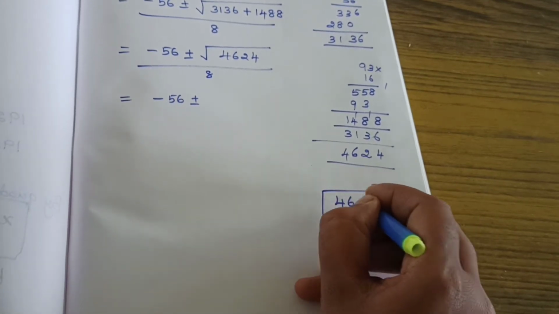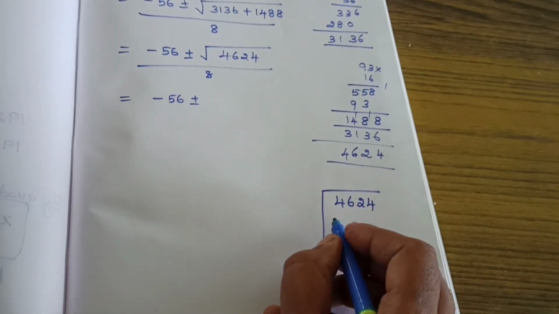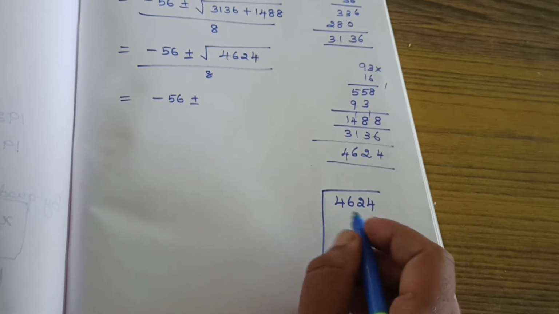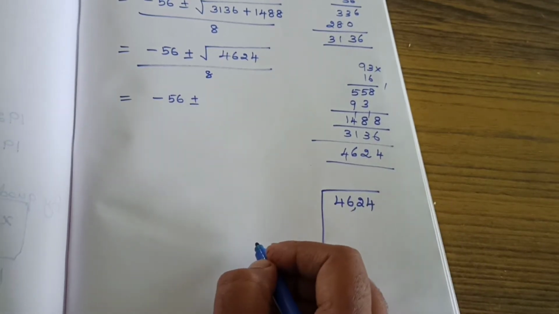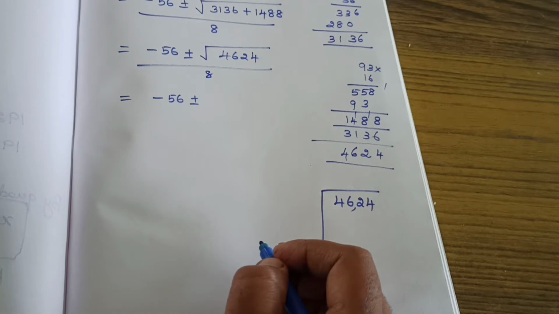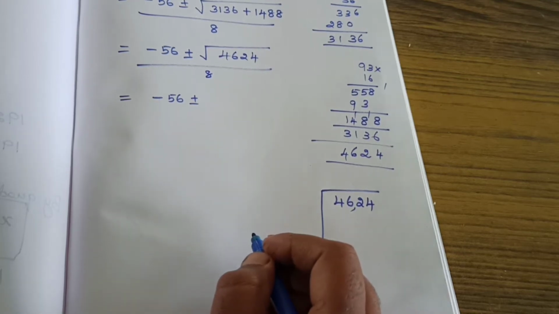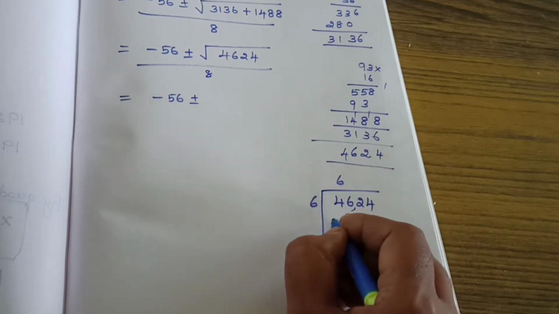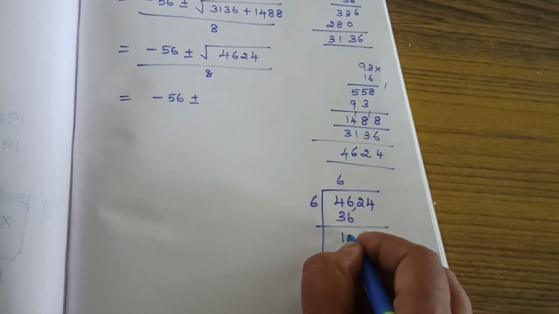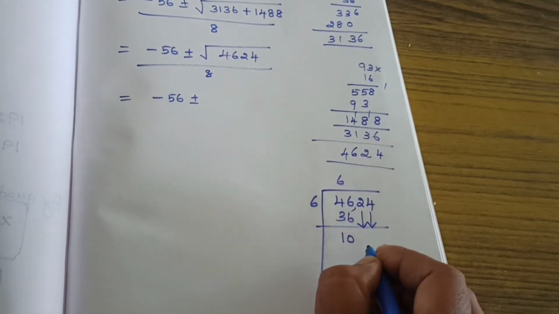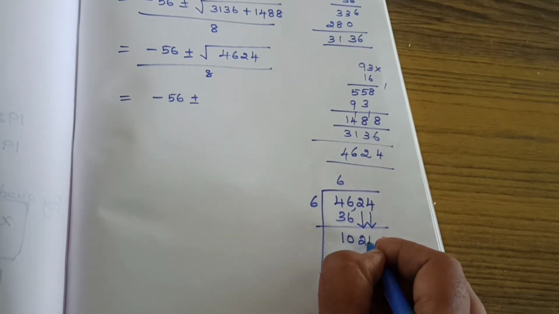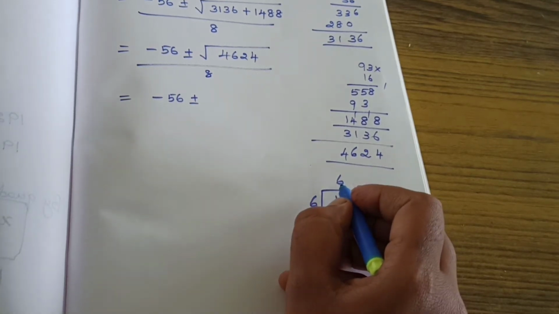Square root of 4624. What is the rule? From the last we need to split 2 terms. So when we are splitting two terms: 46. Think of the square number. 5 square is 25, 6 square is 36, 7 square is 49. It is exceeding, so we need to take the number below. So 6 6s are 36. What is the remainder? 10. And two numbers at a time we need to take down, so 24. And whatever be the number in the quotient, we need to multiply by 2.